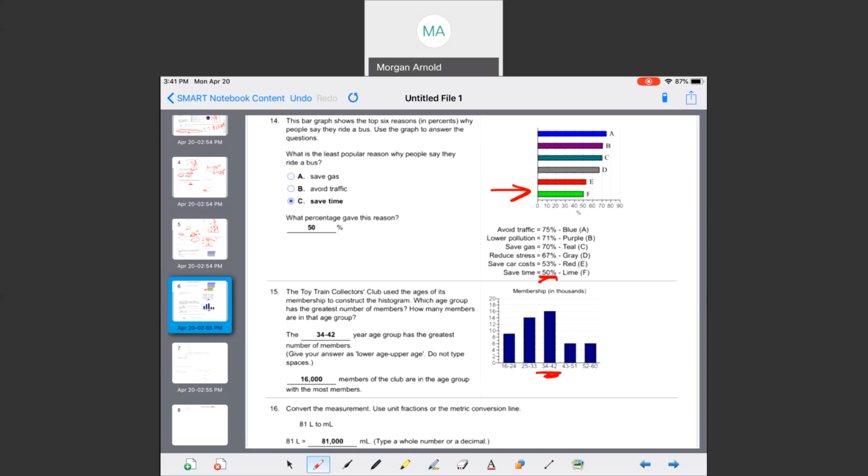Second question, how many members are in the age group? You can easily see that that is 16,000 members.